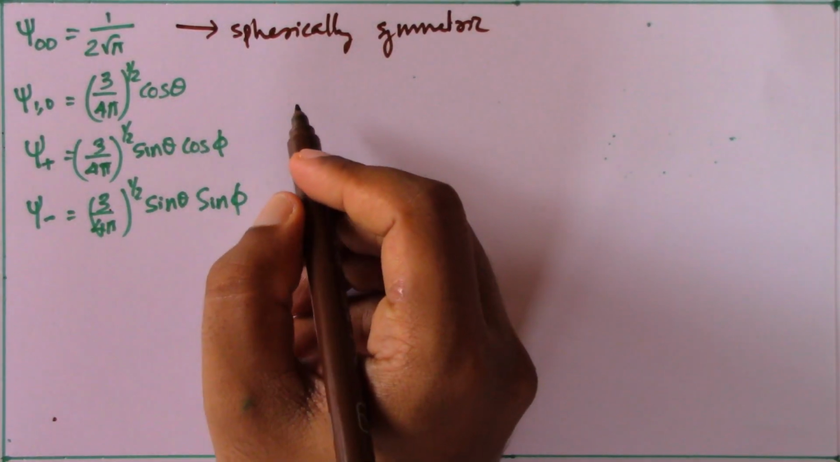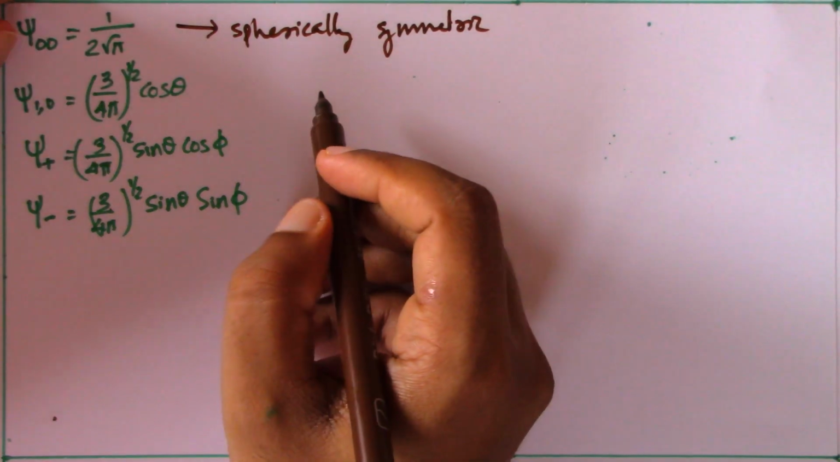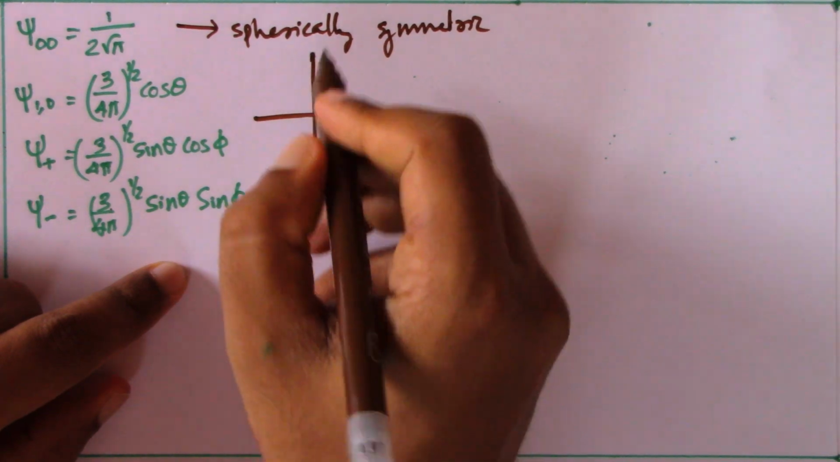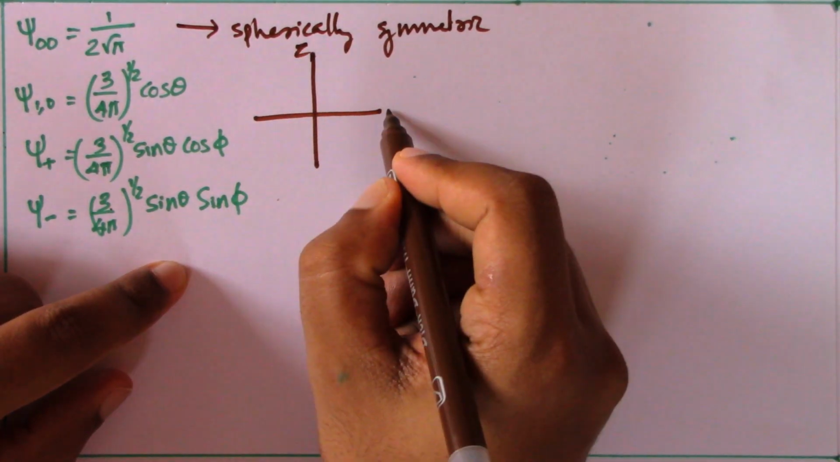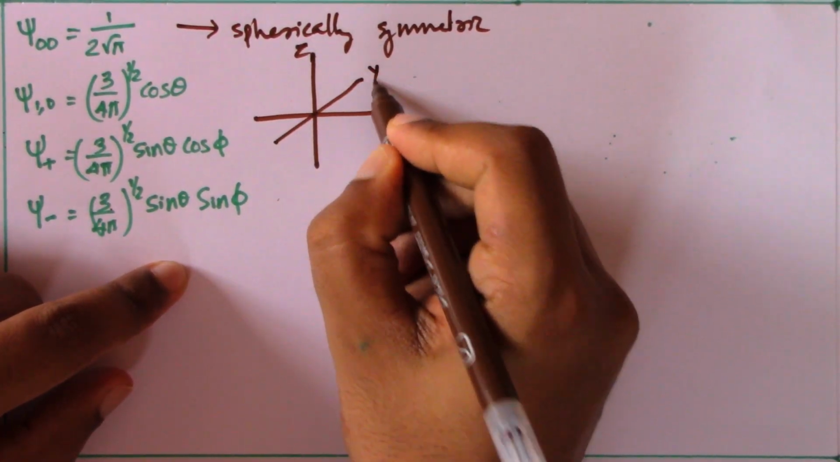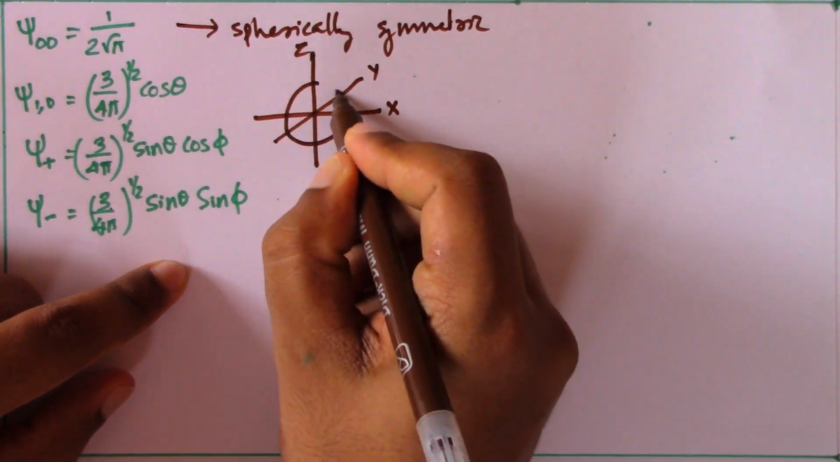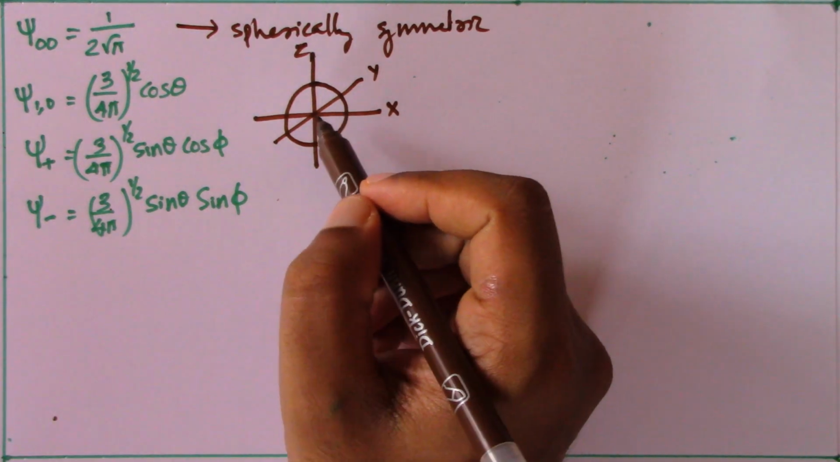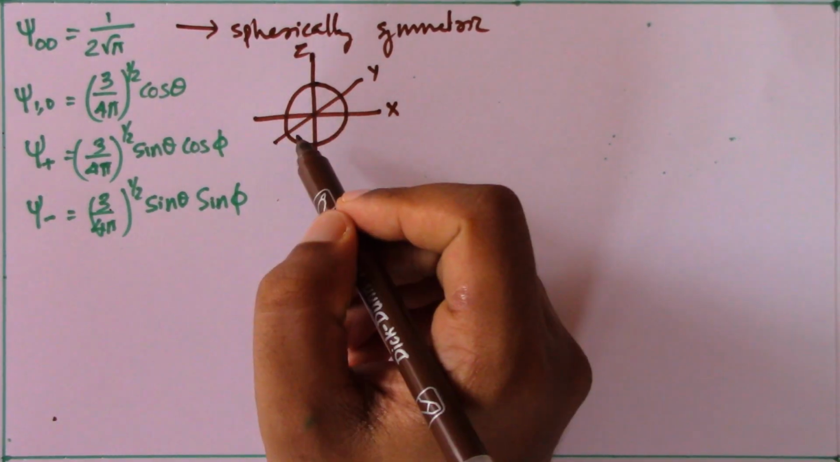So the plot of this function will be like this. Since it is spherically symmetric, you can have the axes, x-axis and y-axis here. This function will be like a sphere. This is not a ring, it's a sphere. Okay, and this function can be plotted like a sphere.